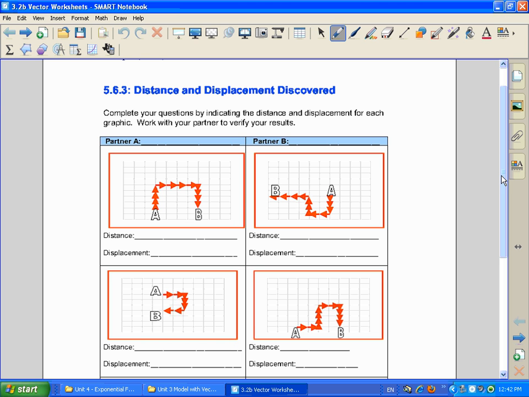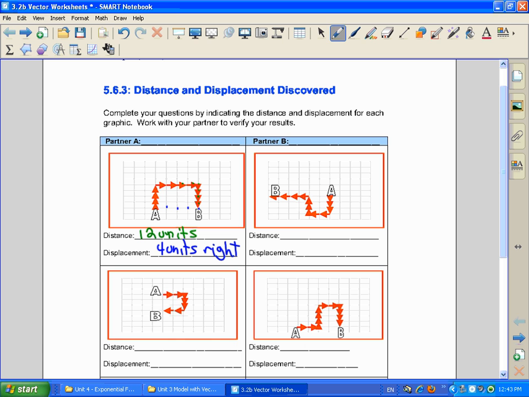All right, so the distance from A to B is, I count my arrows, 1, 2, 3, 4, 5, 6, 7, 8, 9, 10, 11, 12. So I've got 12 units of distance. However, my displacement is how far I've gone from start to end, and from here I've gone 1, 2, 3, 4 units. And remember, displacement has a direction, so that's 4 units right.